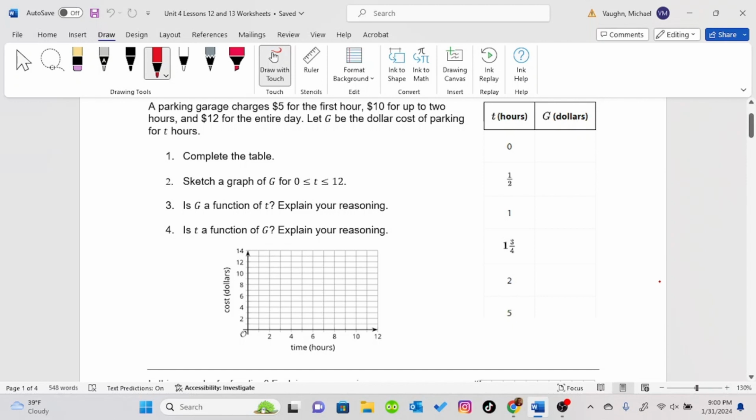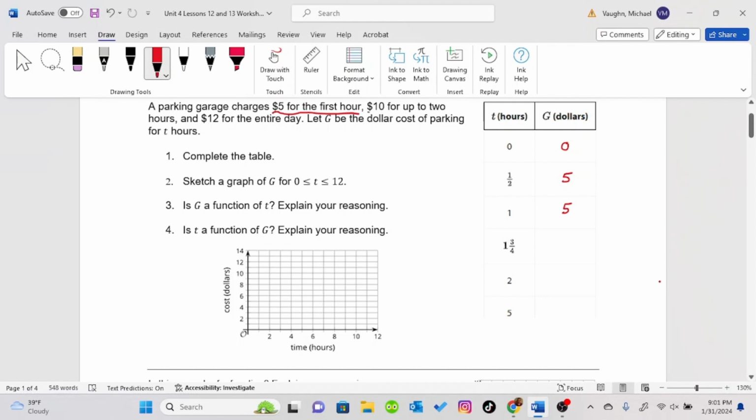So we know that if you don't park for any time, then your cost is going to be $0. If we park for a half hour, then that would fall under the category of $5 for the first hour. So that means 1/2 hour would be $5 and 1 hour would be $5.